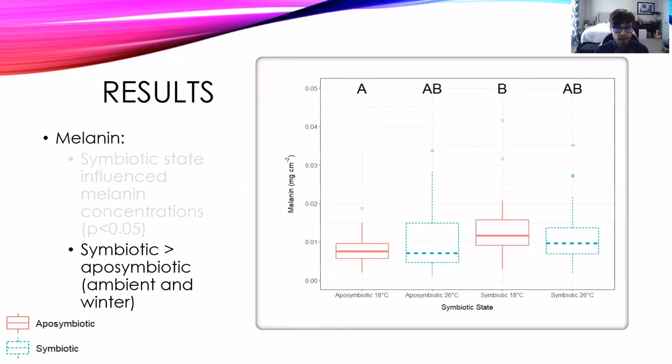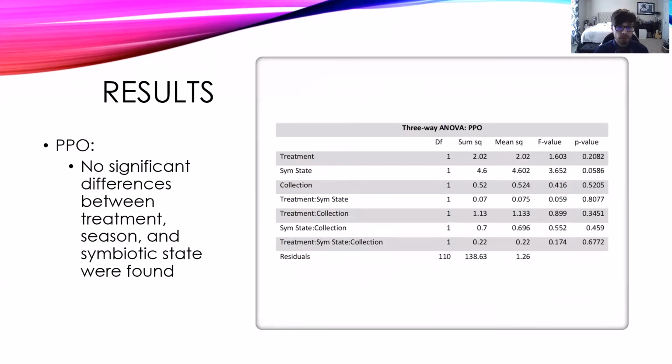Regarding the interaction term between temperature treatments and symbiotic state, we found that within ambient temperature treatments, symbiotic fragments also had much higher melanin concentrations compared to the aposymbiotic ones. And with our prophenyl oxidase analysis, we unfortunately did not find any significant influence from temperature treatments, season, or symbiotic state.